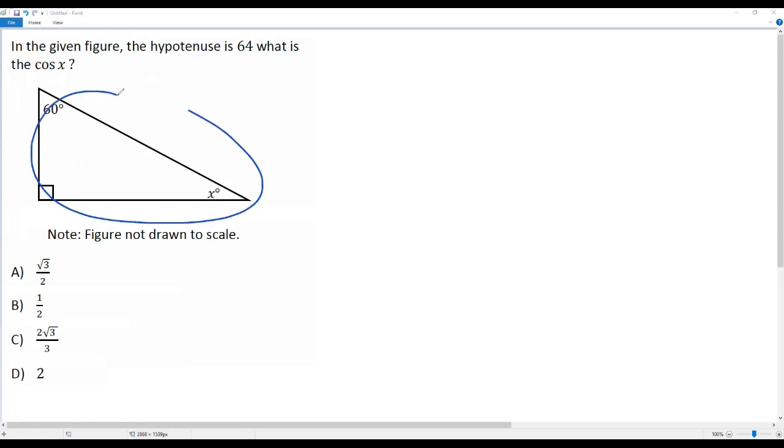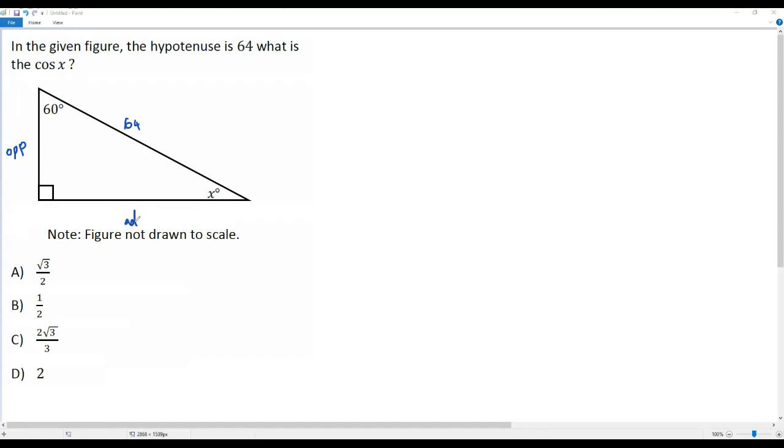Okay, here we have a right triangle and this side is the hypotenuse because it is opposite to the right angle. And for the hypotenuse, we have the length that is 64. And in the given trigonometric ratio, cosine x, we have this interior angle measure x over here. So considering this interior angle measure x degrees, this side is the opposite side because it is opposite to the angle measure x degrees. Okay, let me mark it. This is the opposite side.